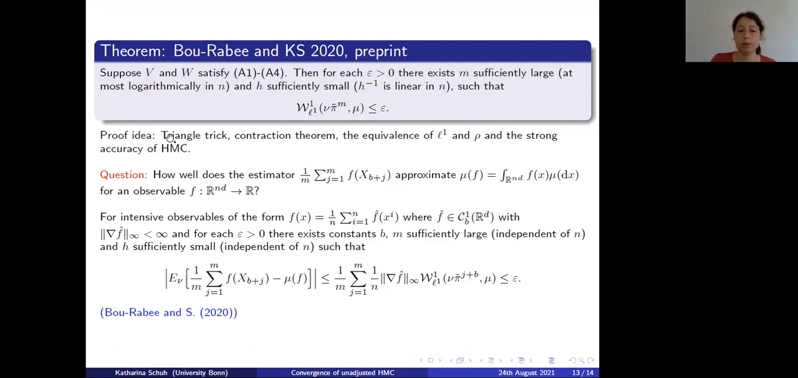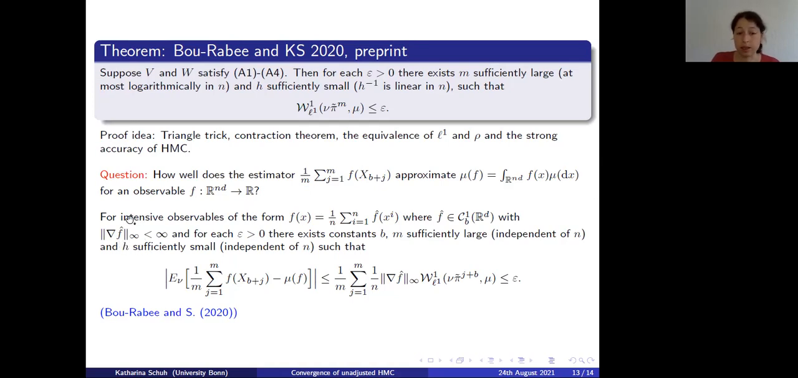And how did we do this? Well, we used again some triangle trick and the contraction result and the strong accuracy result from the previous slides. And then finally, we were also able to say something about the ergodic average, which is some estimator to approximate some observable f. Namely, we were able to prove that if we consider some intensive observable, so an observable of this form here, which is something like an energy per particle, then for each epsilon, we can bound the bias between the ergodic average and the true observable by epsilon if we choose B and M sufficiently large and h sufficiently small.